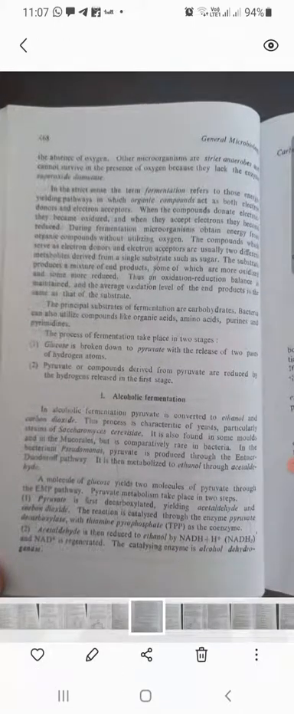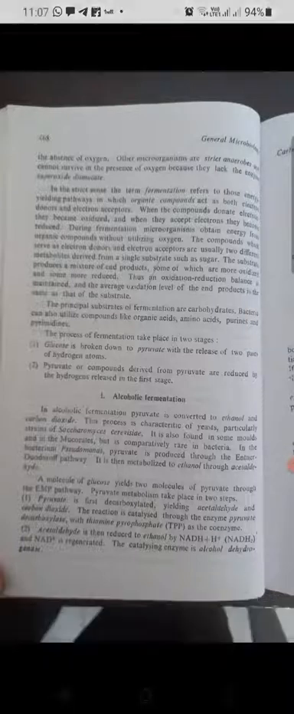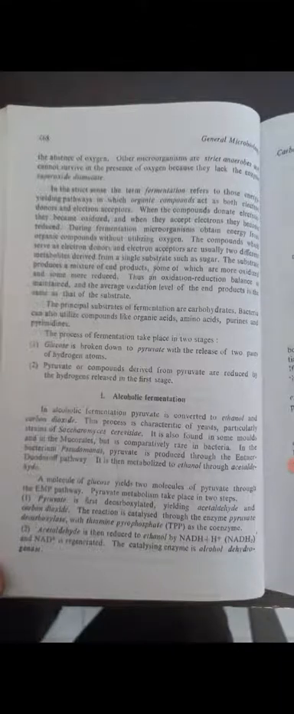A molecule of glucose yields two molecules of pyruvate through the EMP pathway. Pyruvate metabolism takes place in two stages. In the first stage, decarboxylation, pyruvate is first decarboxylated, yielding acetaldehyde and carbon dioxide. The reaction is catalyzed by the enzyme pyruvate decarboxylase with thiamine pyrophosphate (TPP) as a coenzyme. Acetaldehyde is then reduced to ethanol.